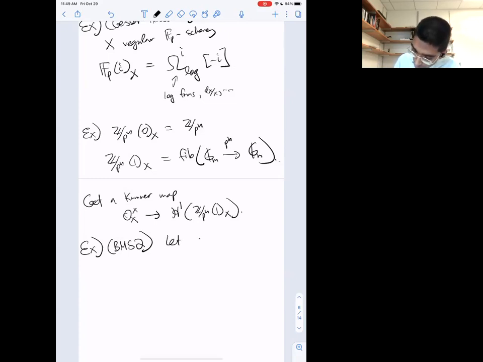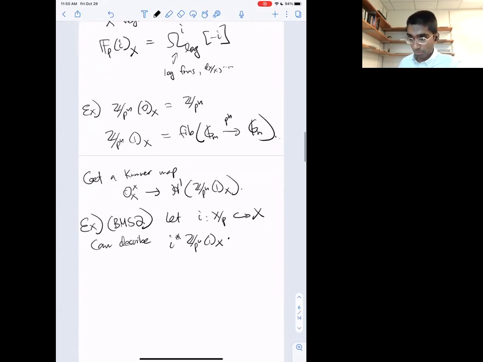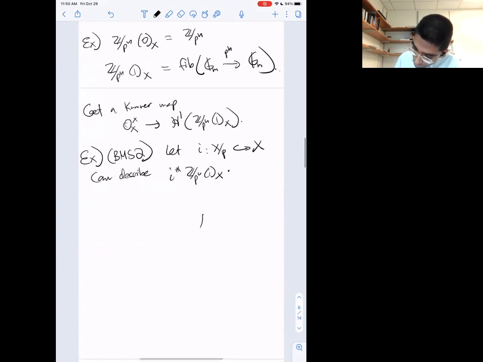So let i from X mod p, sitting inside X, be the closed inclusion, and then you can describe i upper star of Z mod p^n twisted by i sub X. This is now going to be a complex of sheaves on X mod p, or on the formal p-adic completion. Namely, it's the following. You can consider the prismatic cohomology of the p-adic formal completion of X. Just write it as X.